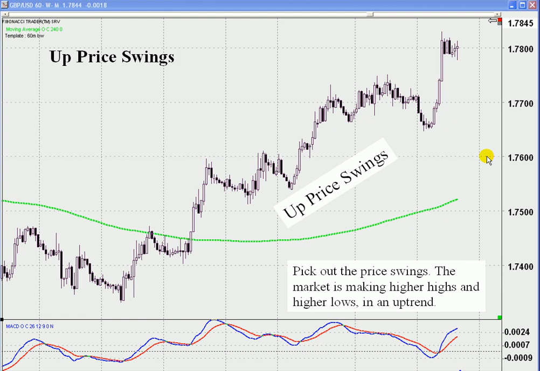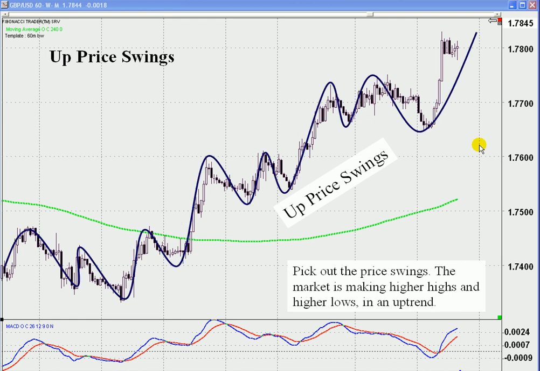looking at charts and pulling your Fibonaccis on the various time frames. Here we're looking at a 60-minute time frame, and we want to get you accustomed to looking at and analyzing all of the various time frames and understanding their importance in the relative spectrum of all of the time frames. So here we give it a little bit of a cleaner look, showing the price swings and the market making higher highs and higher lows in a series of up price swings.